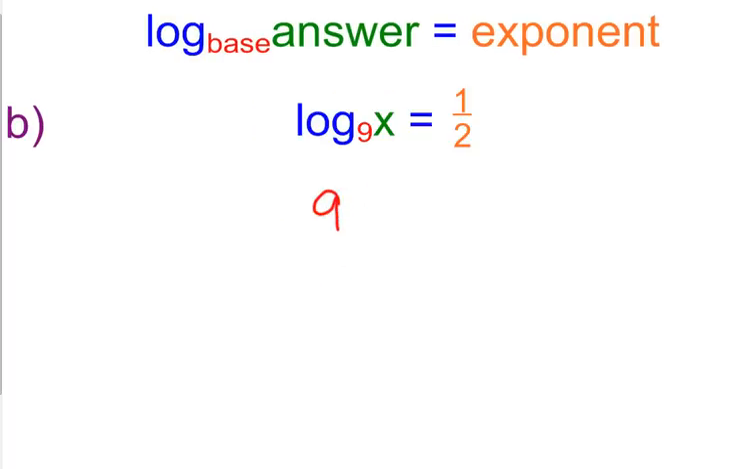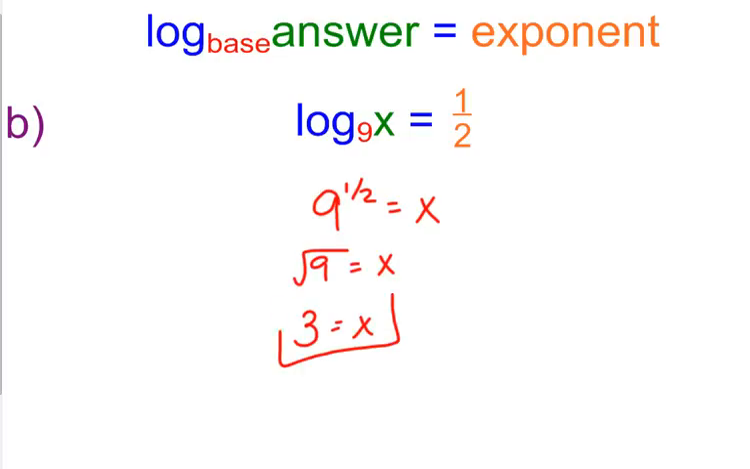This one would be 9 to the 1/2 equals x. And remember, 9 to the 1/2 is the same as saying the square root of 9. So we would get 3. If you're wondering if it should be plus or minus 3, remember we don't do that unless we square root both sides of an equation. That's when we'd have to give both values.